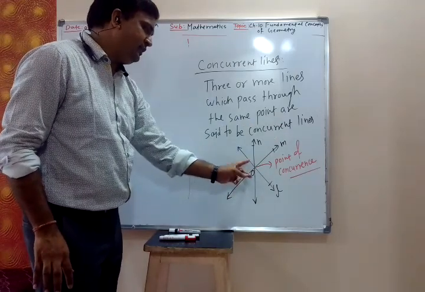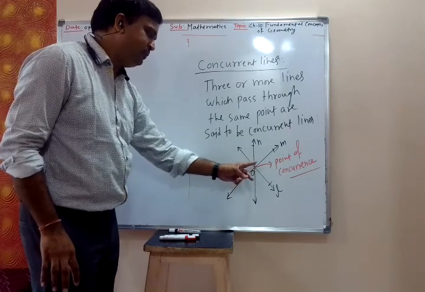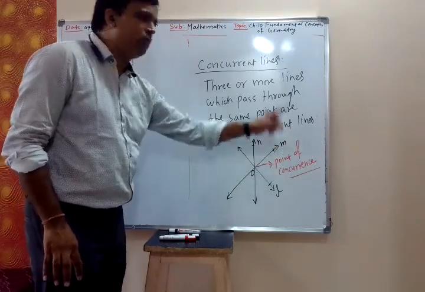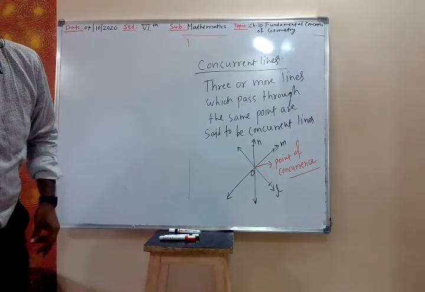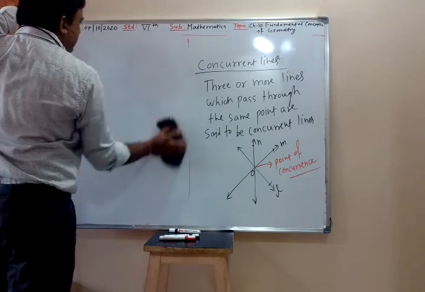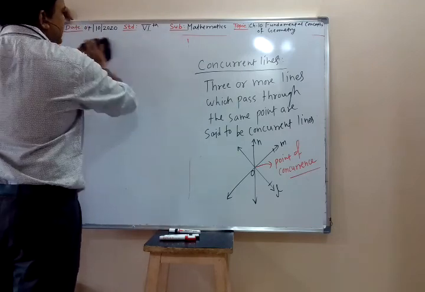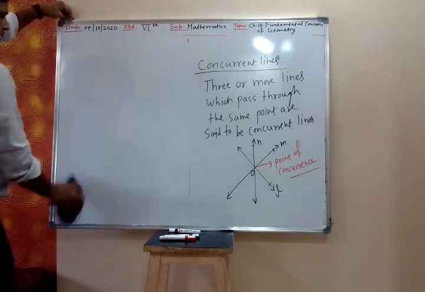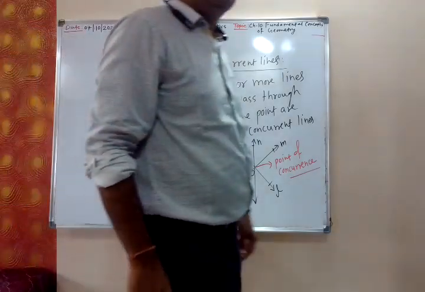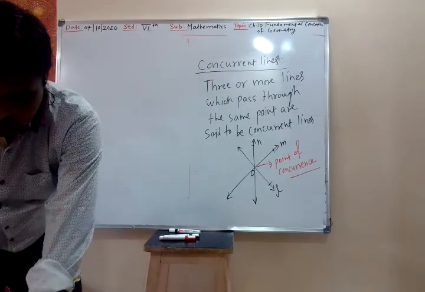Now there are three lines L, M, N. They meet each other at O. This point O is called the point of concurrence. When two lines cut each other, that point is known as the point of intersection. So similarly here also we have the point of concurrence.